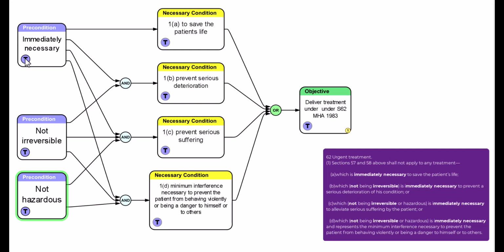These are what we call truth functions in a logic diagram. And these are connected. Remember, we had immediately necessary appearing in the four of them, so that's why these lines are here. And this is an AND gate, which means something is going to come from there. That's very important, and we'll see how that works in a minute. So for any one of these, if immediately necessary is not satisfied, then there are no powers to deliver any treatment.